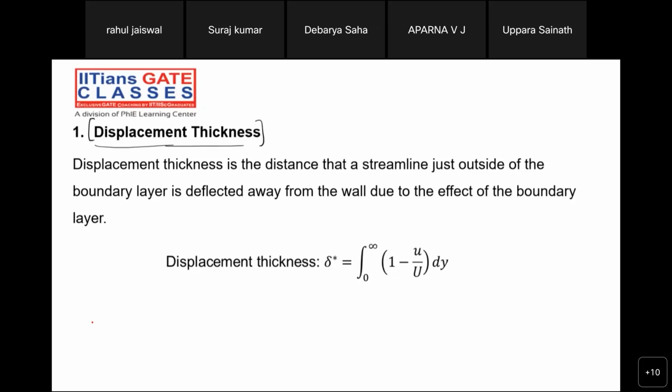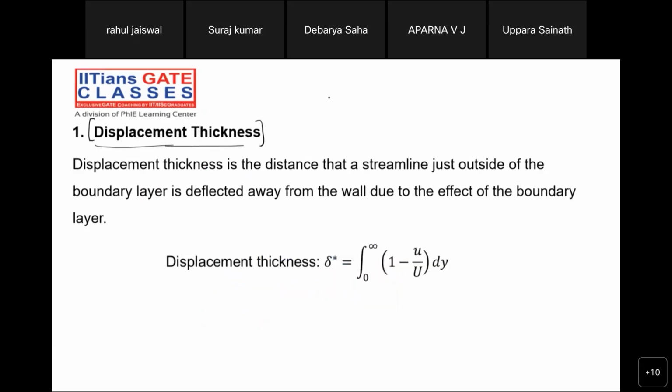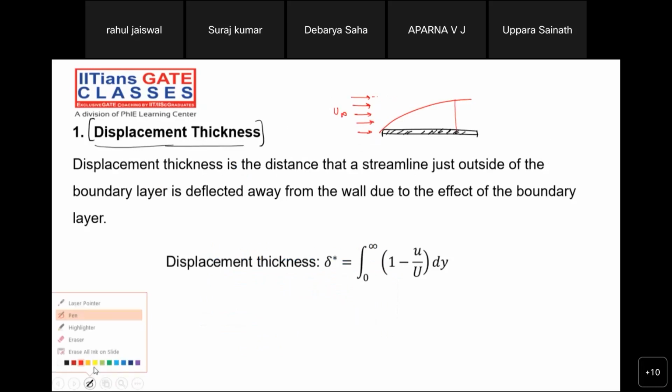See, for explaining those reasons, let me explain to you. Everybody know about mass conservation? Tell me, guys. There is a flat plate. Because of the boundary layer formation, a lot of phenomena are happening. Let me explain one by one. Suppose this is the boundary layer formation, and there is a free stream flow flowing with the velocity u infinity. And the moment we have the boundary layer formation, the variation will be something like this.